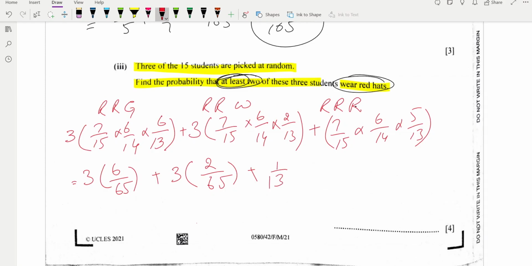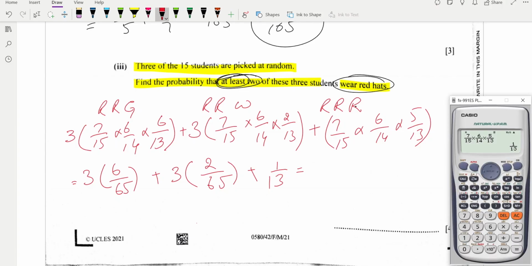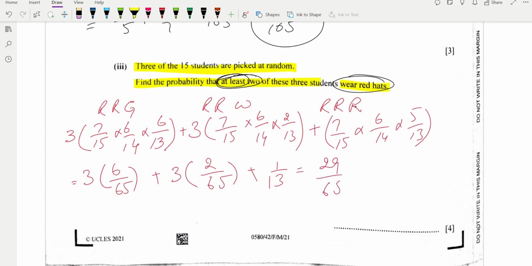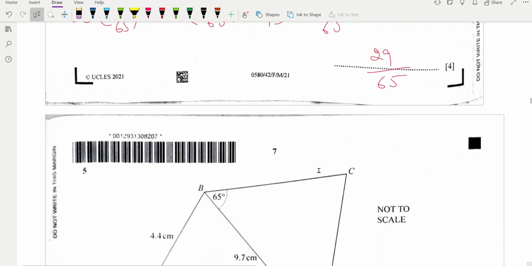So 1 over 13. Now we have to just simplify this last step, and this will be 3 into 6 over 65, and bracket will be closed, plus 3 into 2 over 65 again, and plus 1 over 13, and this is equal to 29 over 65. This will be our answer, which we can provide over here. This is a 4-mark question which we are done.